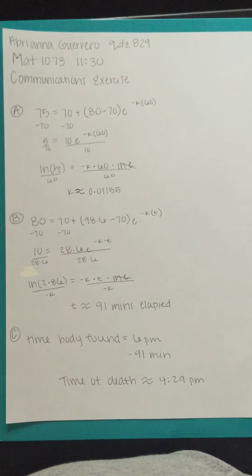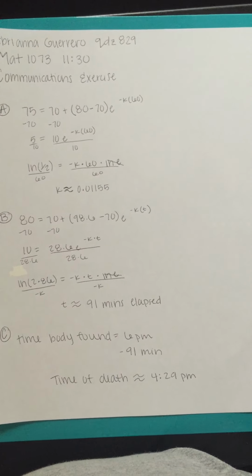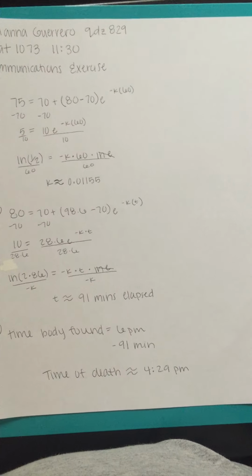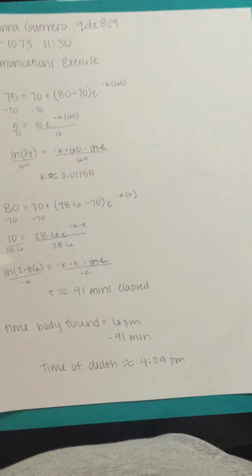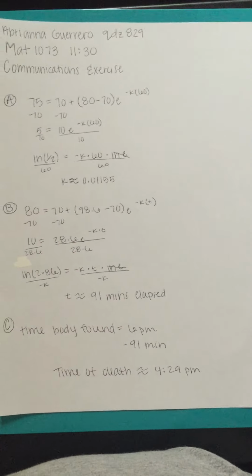Okay, so the question given is, just before 6 p.m., students enter the classroom to find Mr. Fees dead of an apparent homicide. At 6 p.m., the temperature of the body is 80 degrees, while at 7 p.m., it was 75 degrees. If the room is kept at a constant temperature of 70 degrees Fahrenheit, what is the time of death?